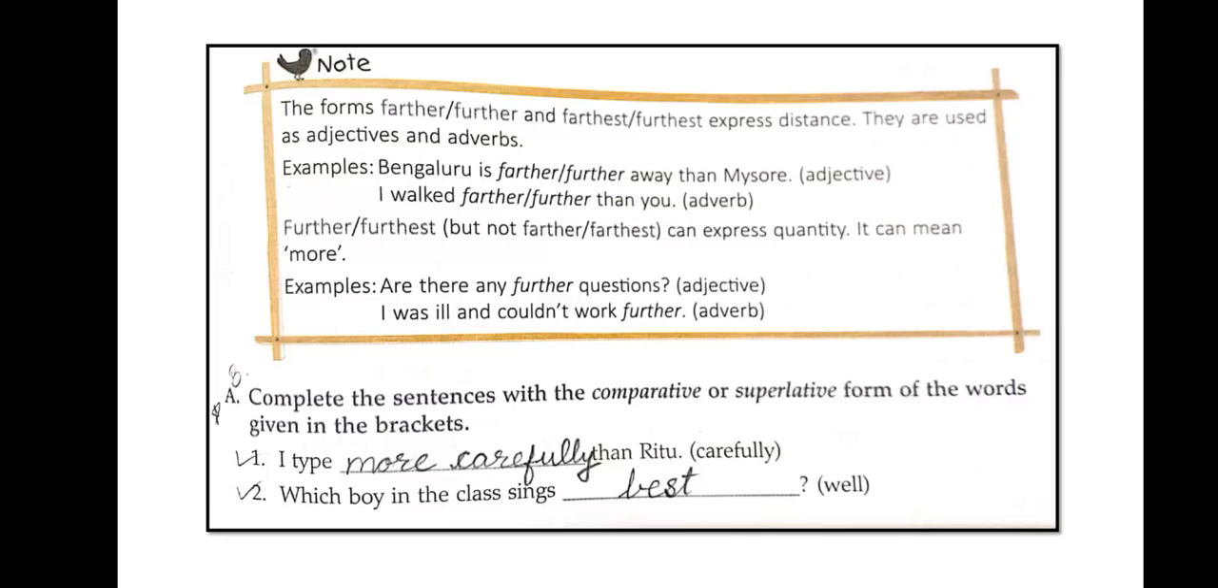Now after this we have an exercise on page number 79. It starts in the last lines. Here it is written A, but we will mention it here as exercise B. Complete the sentences with the comparative or superlative form of the words given in the brackets. Here we have sentences with bracket words, and we have to write the correct answer.